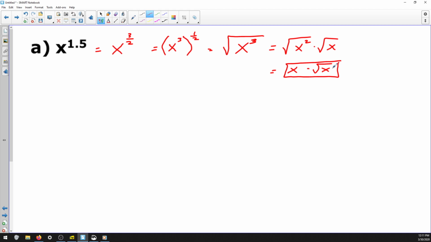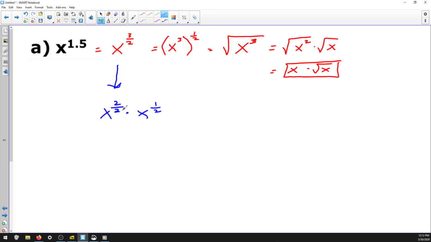Okay, so that's one way that you can do this problem. Here's a slightly different way that you might handle the same problem. Okay, I'm just going to go from this step right here. Okay, instead of dealing with all this radical stuff and having to do the simplifying in radical form, we can also do this in fraction form. We can say x to the 3 halves is the same as x to the 2 halves times x to the 1/2, right?